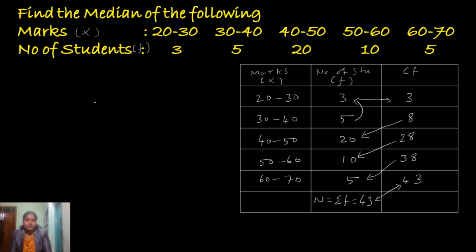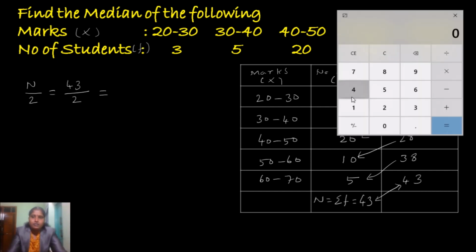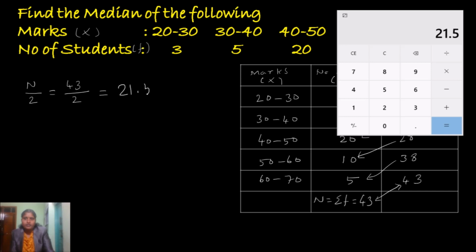Now what we are going to do is calculate the value of n by 2, to find the median class first. That is, what is the median class interval? First we have to find this out to apply the formula. So n is nothing but 43 over 2. When we divide 43 by 2, we have 21.5.